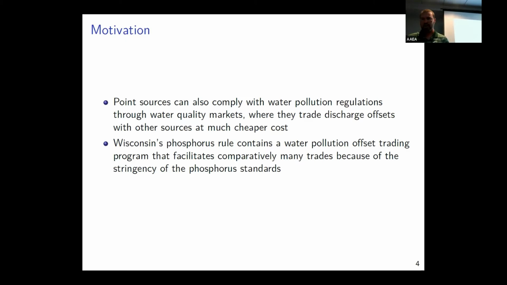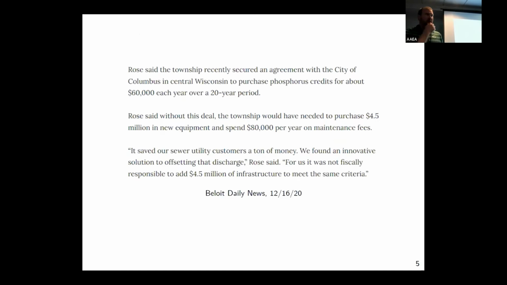So we are then going to look at the differences in cost between technology and trading. Here's part of that same article, and this leads to our motivation. It would have been $4.5 million to comply with these new regulations in Beloit, but instead it's going to cost about $60,000 each year. So there's a big potential for decreases in costs that just does not exist in other places.